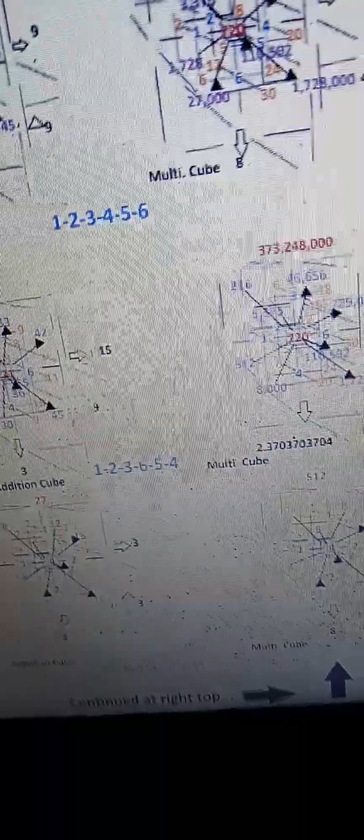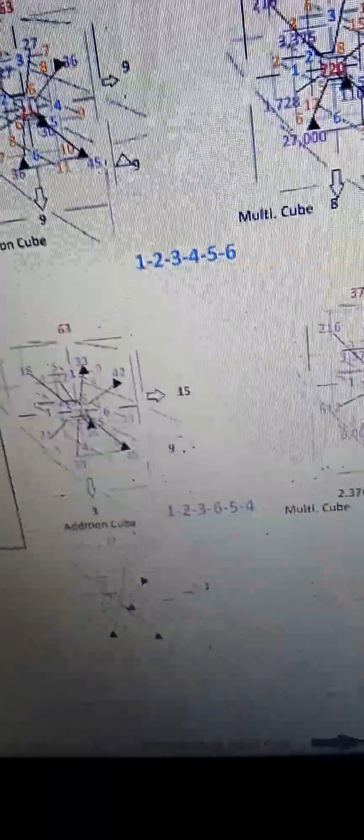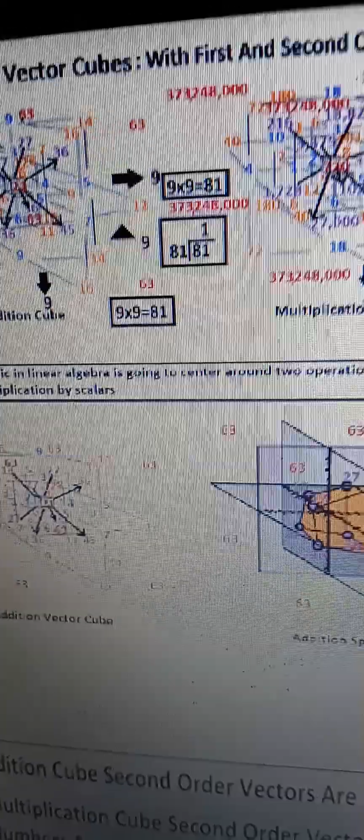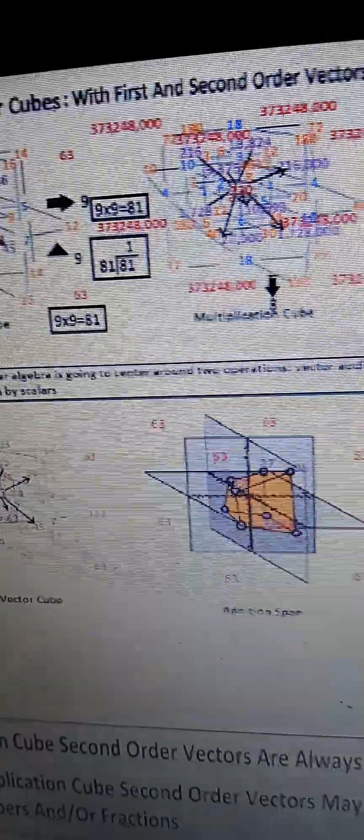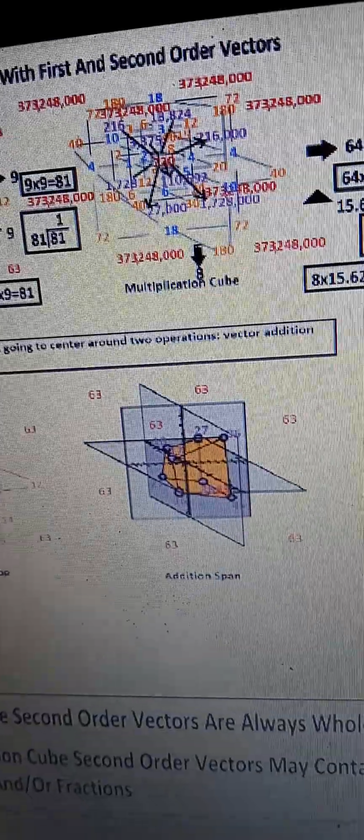And so that's the work I did on these things tonight. I did this some time ago, and I just added this to what I've been studying tonight. So they're vector cubes with first and second order vectors.